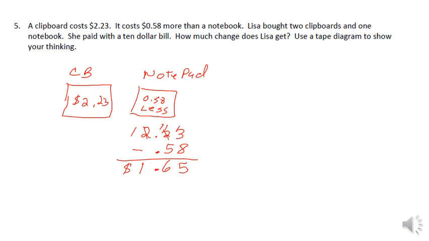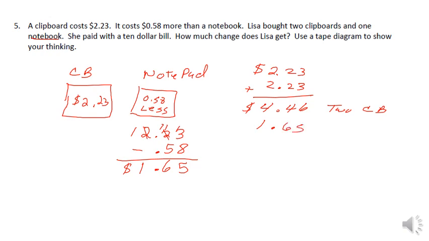Now it says she bought 2 clipboards and 1 notepad. Well, I know that $2.23 is 1 clipboard. So $2.23 added twice will show me how much it was for 2 clipboards. So now I have 6, 4, 4. And I know this was 2 clipboards, actually, not notepads. Now, up here, it says you bought 1 notebook. So I'm going to take $1.65, and I'm going to add it to that to see what the total was.